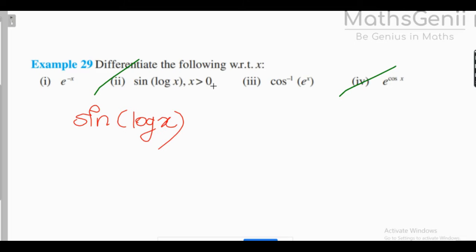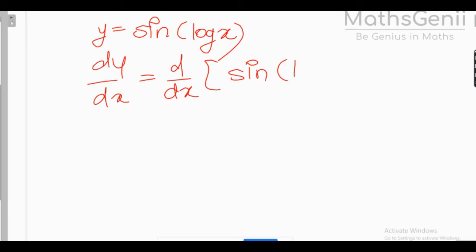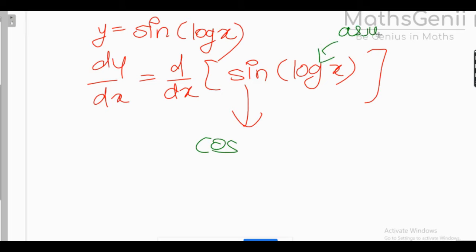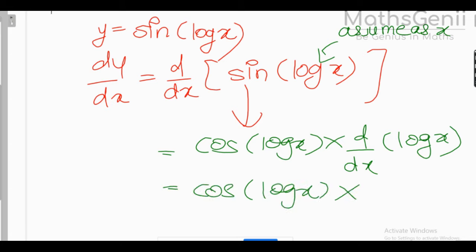So this is your function. Now I have to find the derivative of this function. So dy by dx is what I have to find. So d by dx of the function. Now I know the derivative of sine is nothing but cos. Let me assume this function as x. So sine derivative is cos into the derivative of the function considered as x. So you have cos log x into the derivative of log x, which is 1 upon x.